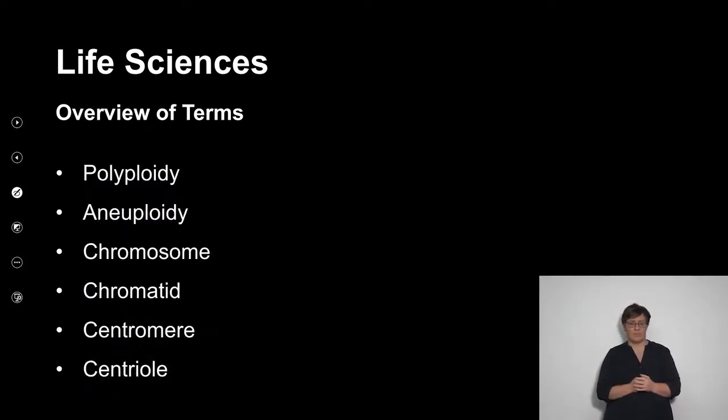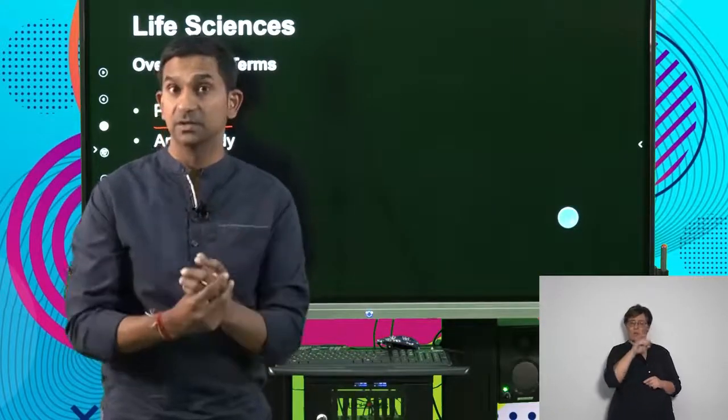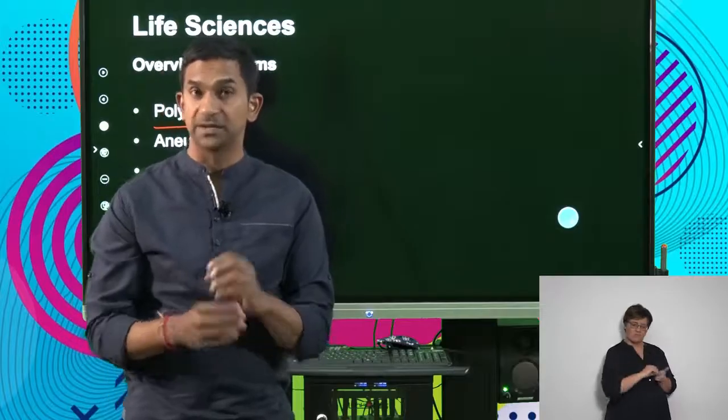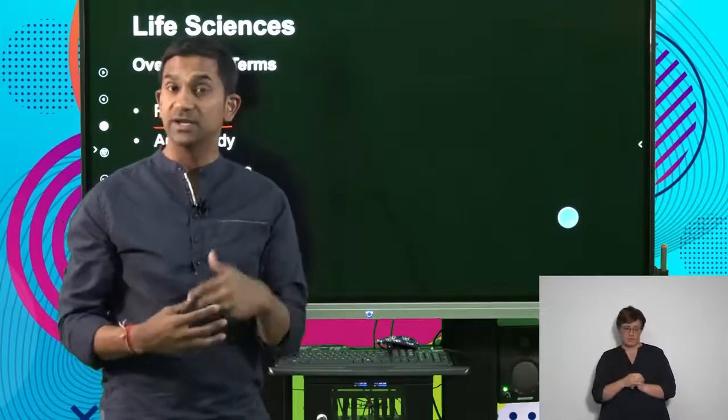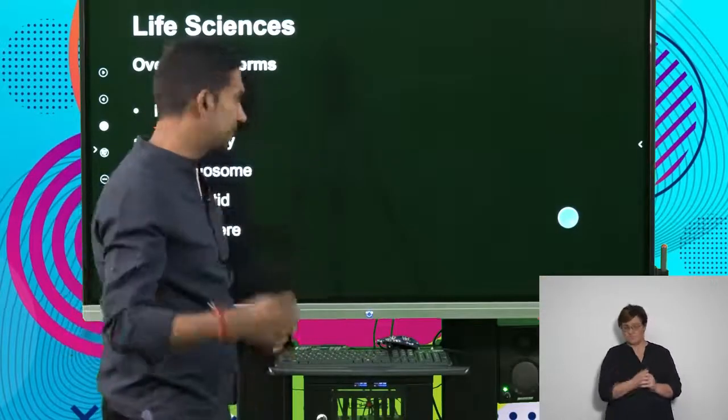Let's move on to some more terminology. The concept of polyploidy again refers to cells that have multiple sets of chromosomes, and we look at the advantages of polyploidy in commercial food crop production and the concept around how polyploidy happens, and we see the advantages of that to the production of food and the quality of food crop.